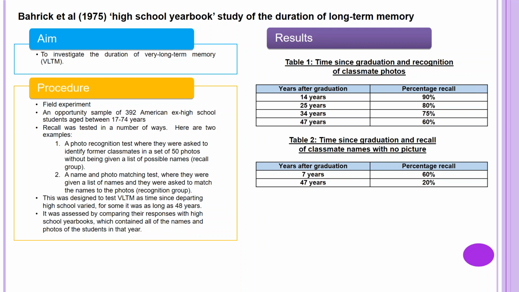It was assessed by comparing their responses with high school yearbooks, which contained all the names and photos of the students in that year. The results. Table 1. Time since graduation and recognition of classmates' photos. Years after graduation: 14, 90%; 25 years, 80%; 34 years, 75%; 47 years, 60%. Table 2. Time since graduation and recall of classmate names with no pictures. Years after graduation: 7 years, 60%; 47 years, 20%.